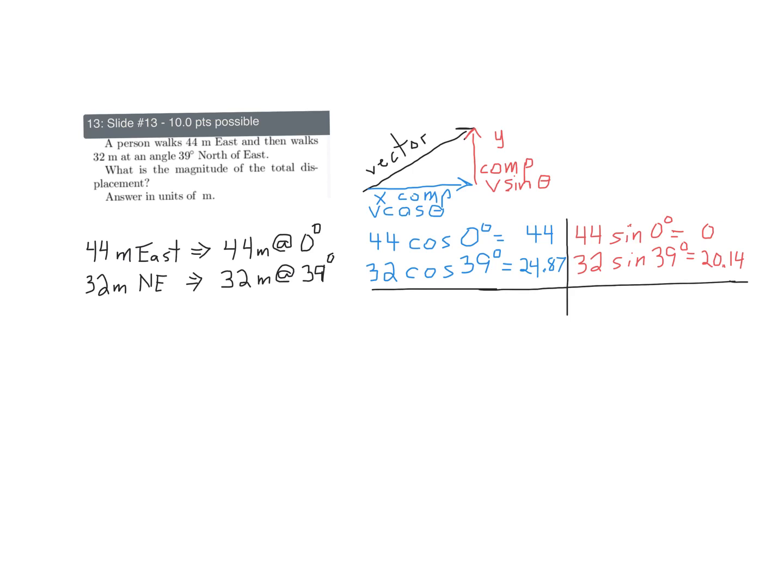All right, so once we have both components, now I know how much of each vector is on the x-axis and how much is on the y-axis, and what we're going to do now is just add those. So on the x-axis, we have 44 and we have 24.87. So the total on the x is 68.87. The total on the y-axis is going to be 0 plus 20.14, and that's just going to give us 20.14.